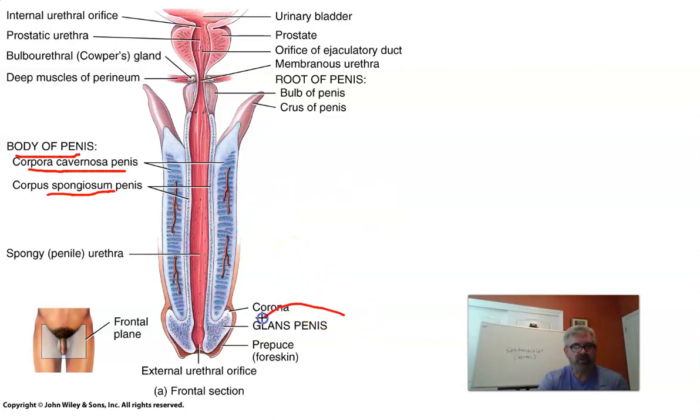The second part here is the glans penis, which is at the end down here. The glans penis is the enlarged distal end of the corpus spongiosum. So make sure you know that corpus spongiosum. You can see those are consistent with each other right there. The margin of the glans penis right here is called the corona.